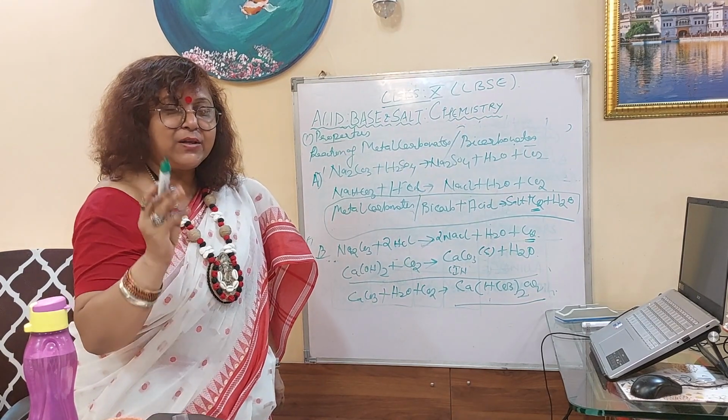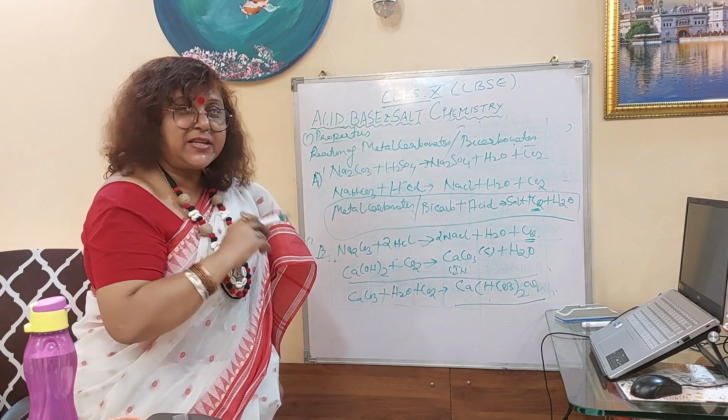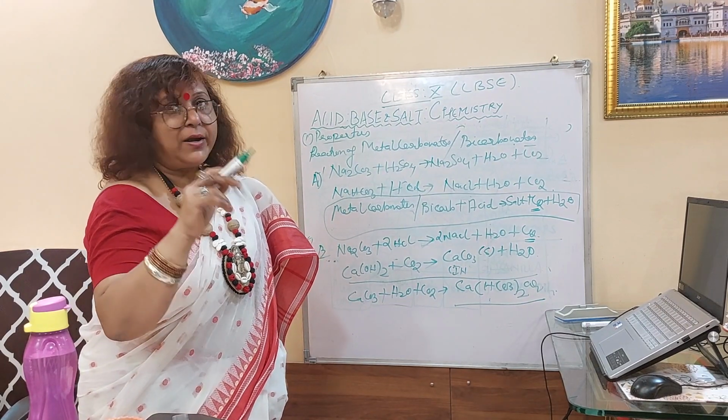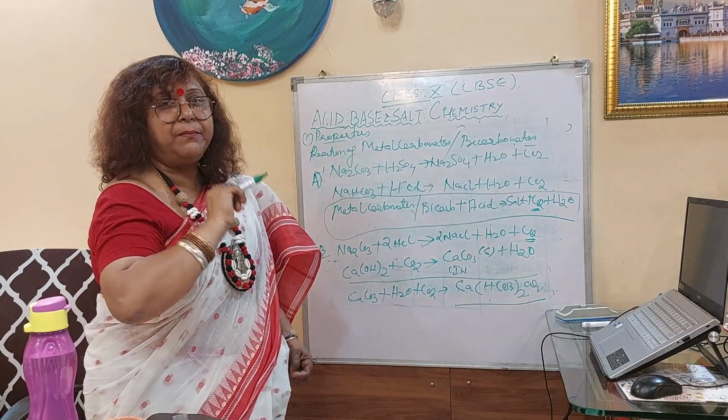So I think it is now on your fingertips. The first one was metal plus acid, giving salt and hydrogen. To test hydrogen, use a burning splinter.